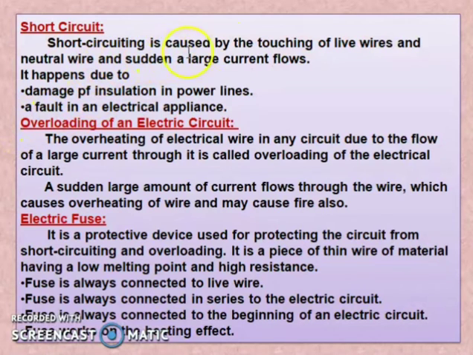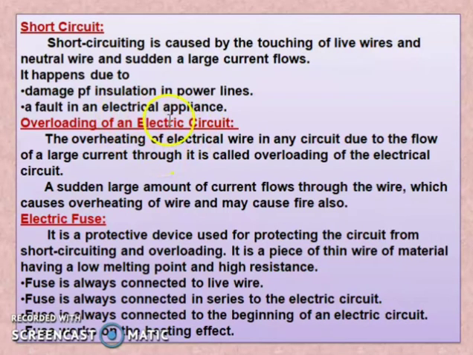Now you can see what a short circuit is. Short circuiting is caused by the touching of the live wire and neutral wire, and suddenly a large current flows. This happens due to damage to the insulation in the power line, or a fault in the electric appliance. So a short circuit is when the neutral wire and the live wire touch each other, resulting in a sudden large supply of current.